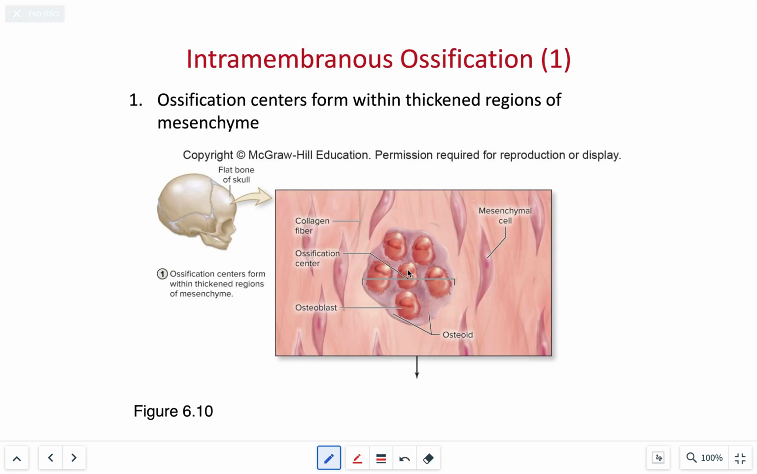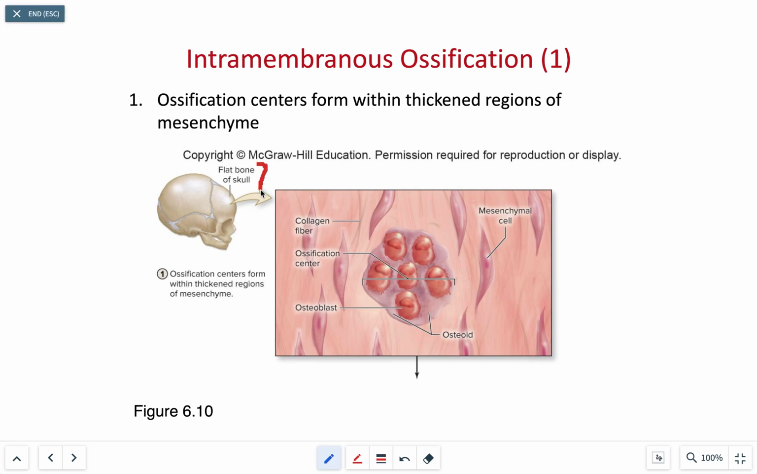Today we're going to look at the second part of chapter 6. We're going to look at intramembranous ossification, and also we will be exploring endochondral ossification. So the first one we're going to look at is going to be the intramembranous ossification. This is also known as dermal ossification.